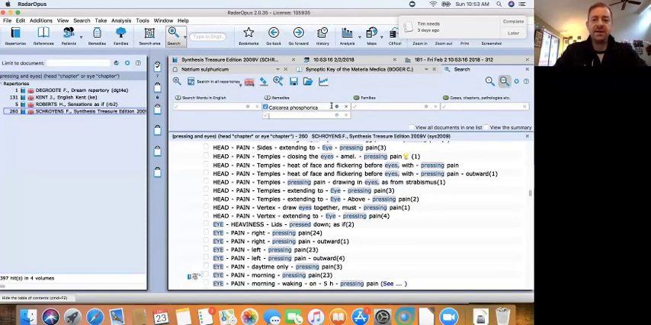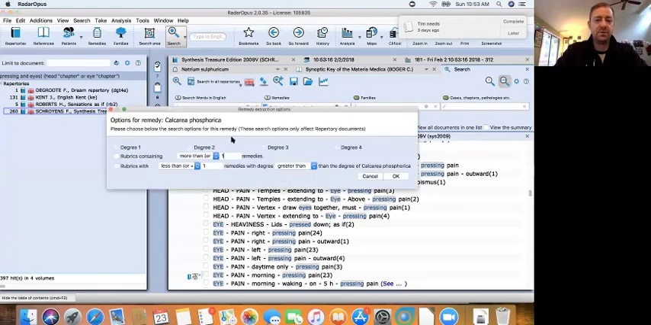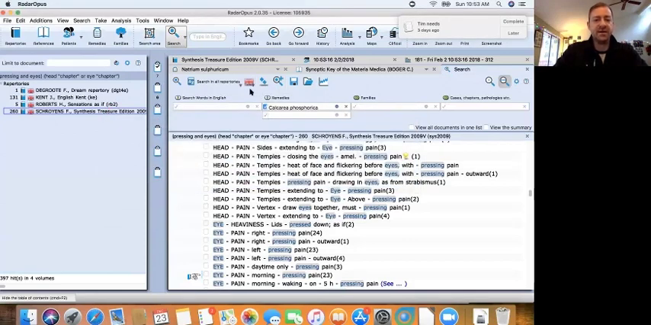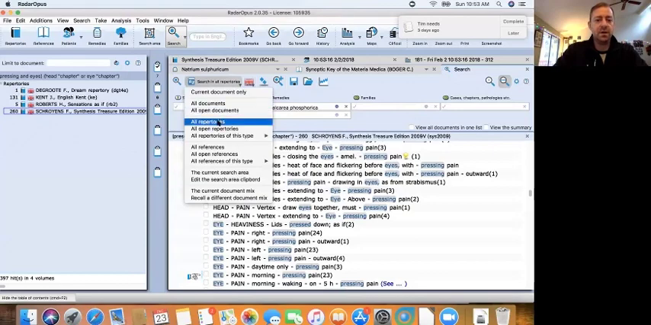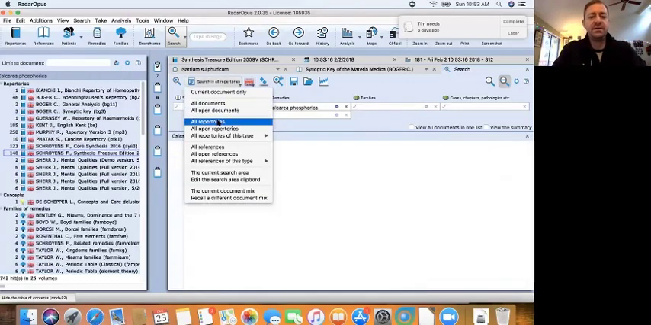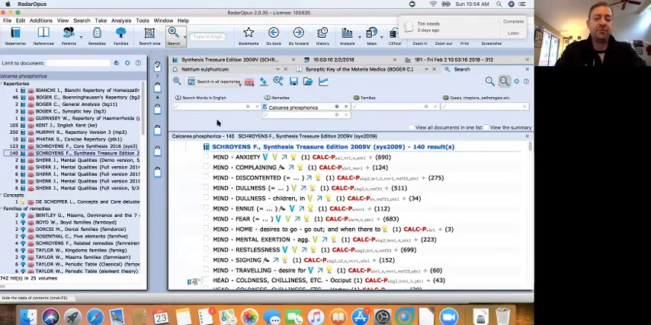So I put the remedy in. I go to this little blue dot here. The grayed out dot is inactive. When you click enter, it makes it blue. And then I get rid of the degree 1 and 2. And I press OK. Now it's going to find all of the rubrics in the repertories where calc phos is a grade 3 or a 4, which means it's a really strong indication, right?